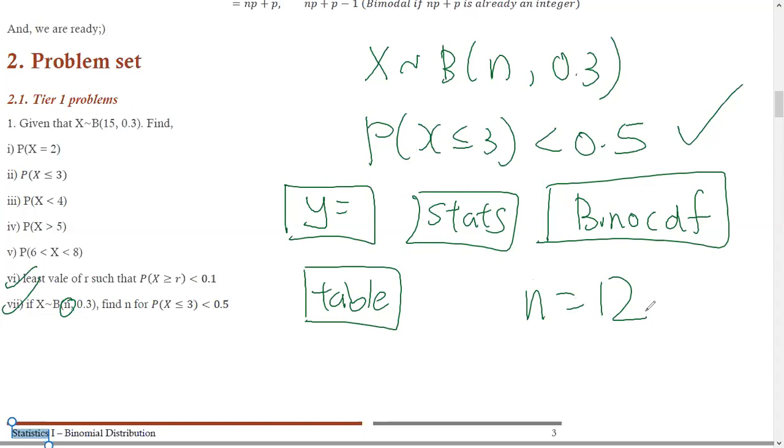So that's it for question 1. The importance of question 1 is that you must be able to perform the calculator work for all of these 1 to 7. These are all the possibilities that we can encounter.